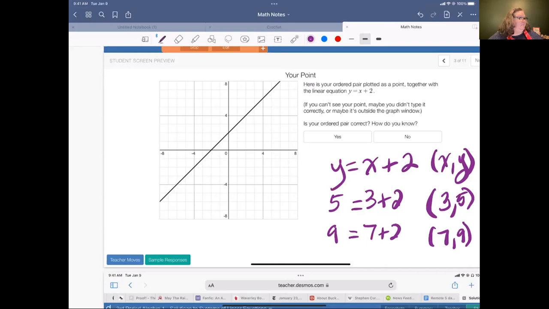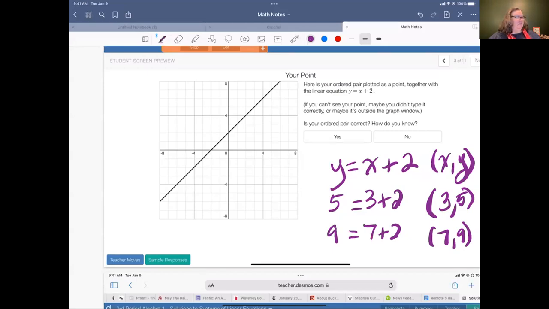So as I'm looking at your numbers on slide 2, I'm sorry, I keep looking at slide 2, but I mean slide 3. We're looking to see if the ordered pair that you put in for slide 1 works. Is it correct? There we go. I had to refresh to be able to see.